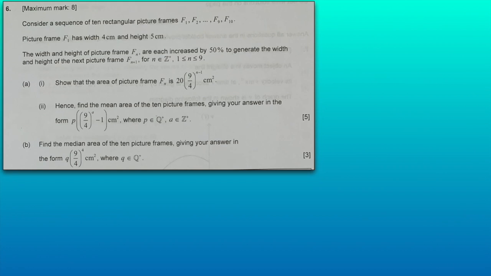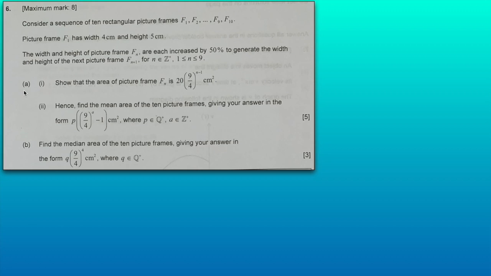And finally, the last number for section A. Consider a sequence of 10 rectangular picture frames, F1, F2, etc., F9, F10. Picture frame F1 has width 4 centimeters and height 5 centimeters. The width and height of picture frame Fn are each increased by 50% to generate the width and the height of the next picture frame, Fn+1, for n an element of the positive integers, and 1 ≤ n ≤ 9.